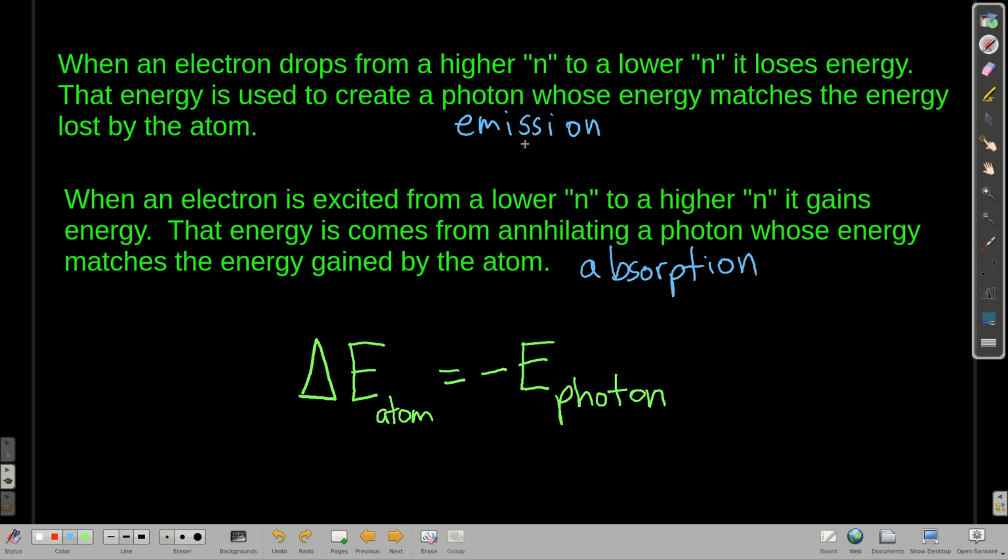And in the emission spectrum, because it goes from high n to low n, it loses energy. The change in energy of the atom is negative, and the energy of the photon is positive, and that just means it was created. So just remember that a photon always, really, if it exists, has positive energy. The negative sign is just to talk about if it's created or destroyed.